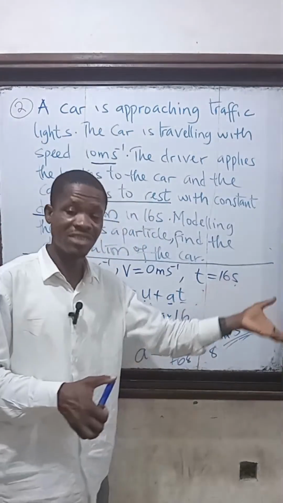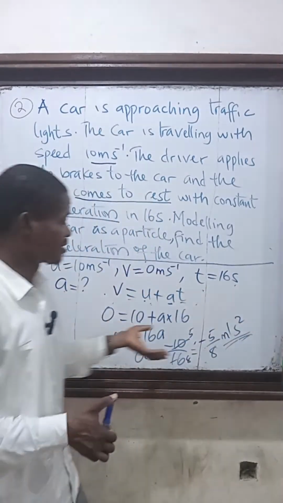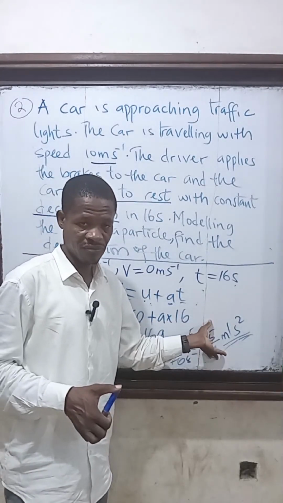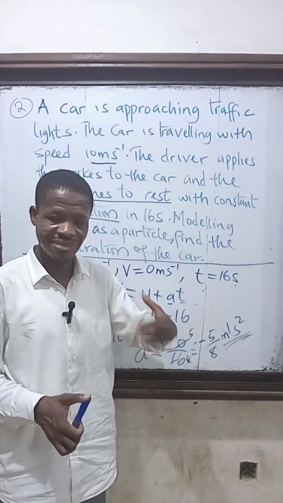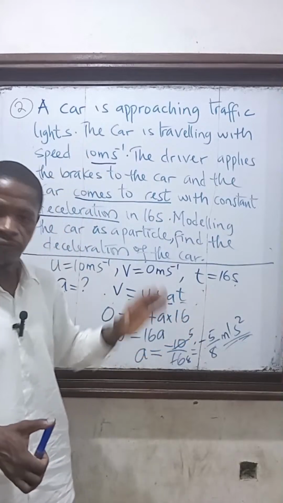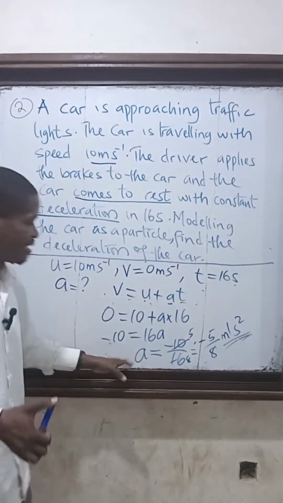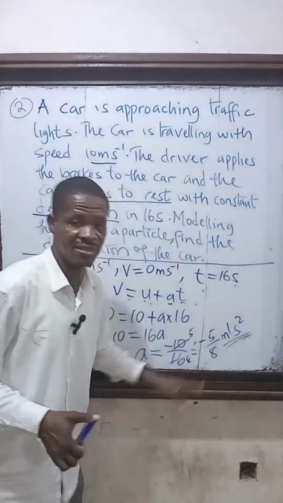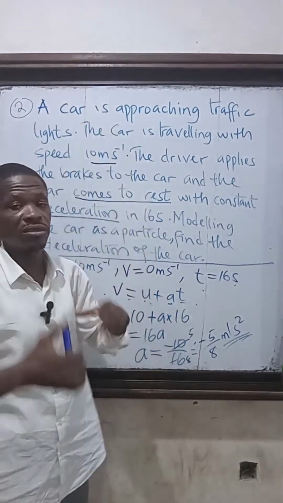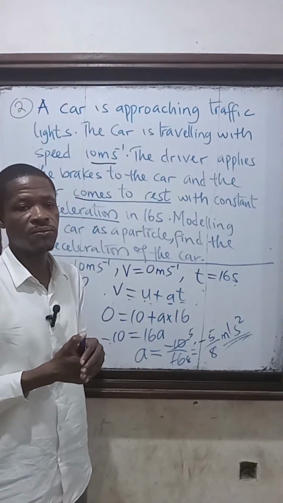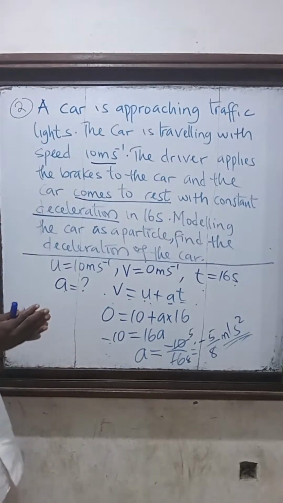The negative shows that the particle is decelerating. Deceleration is a negative value of acceleration. Acceleration is minus 5/8, that shows that the body is decelerating. So that's that about deceleration of the car.